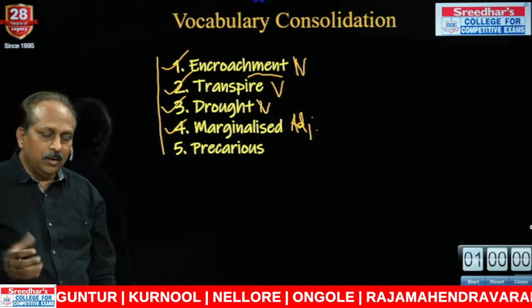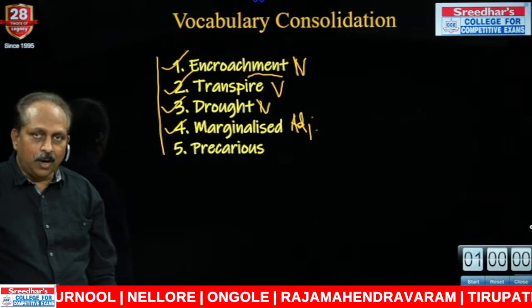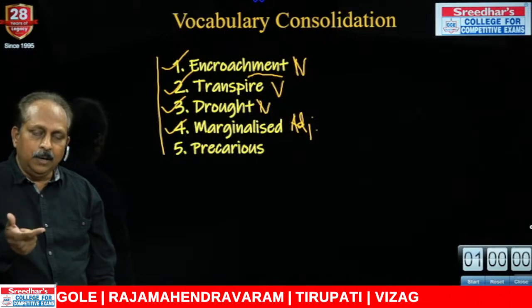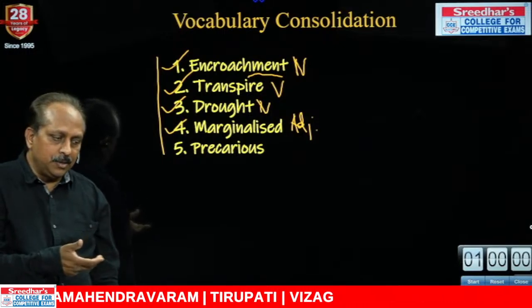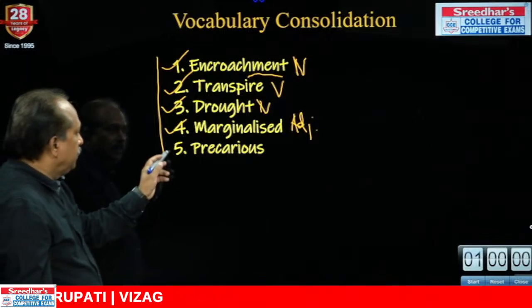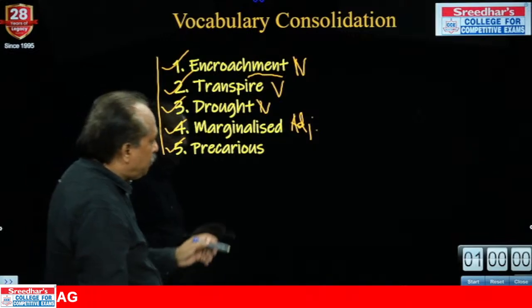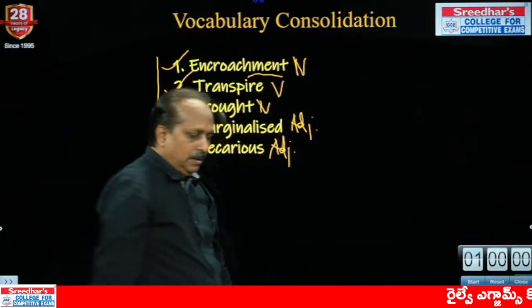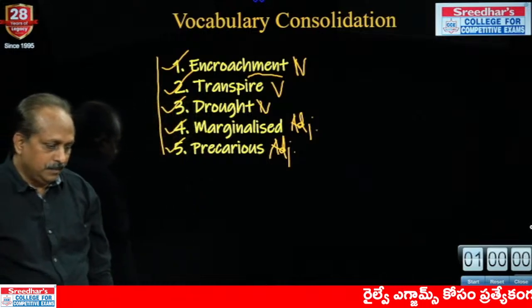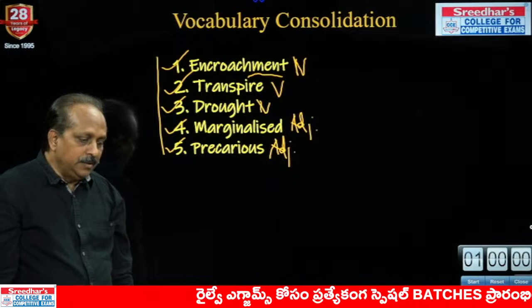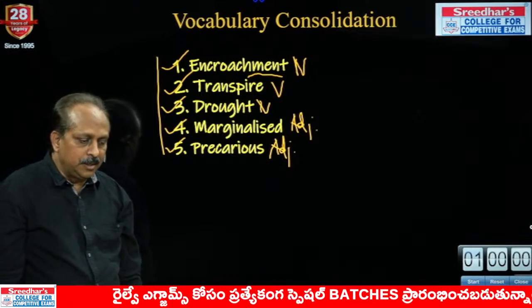Isolated or being at the lowest rung of the society. Downtrodden, underprivileged, marginalized, backward communities. All the four words are very important. The last one, precarious situation, part of speech, adjective. Means what? It means dangerous, precarious situation.